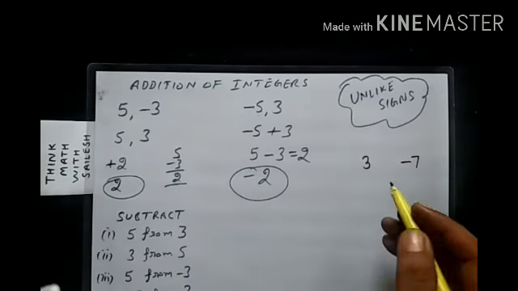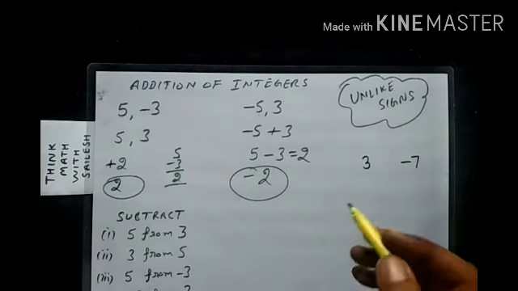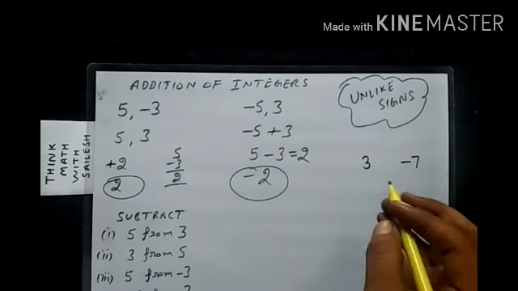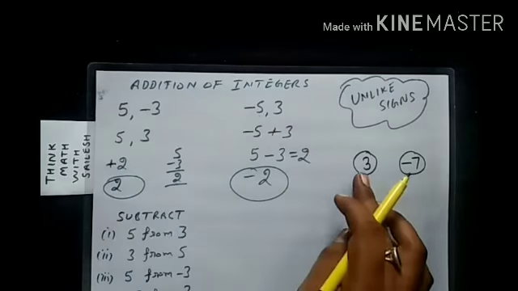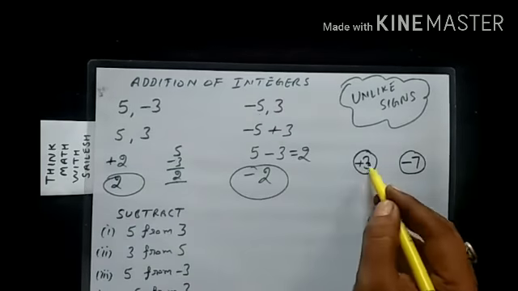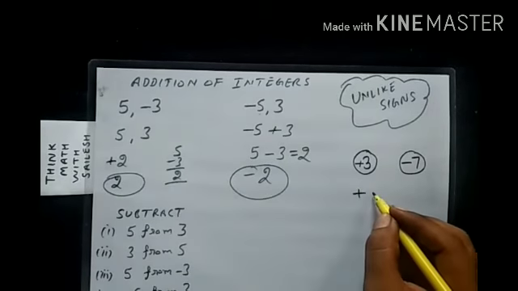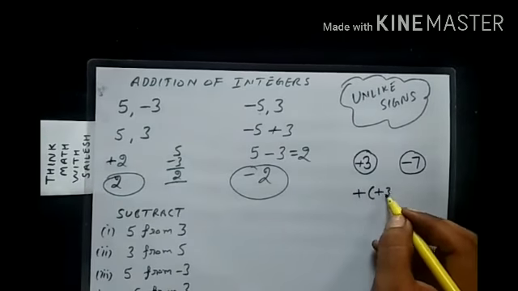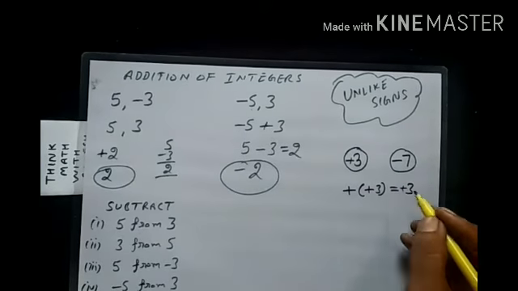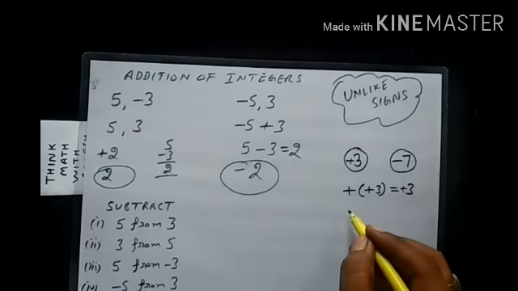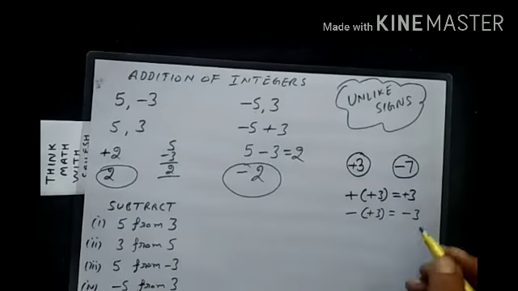Now I will explain a rule to you for changing the sign of any integer. Let us take two integers, one positive and the other negative. The positive integer is plus 3 and the negative integer is minus 7. Now let us see what happens if I take the positive of a positive integer. Then the answer will be 3, that is plus 3. Now if I take the negative of a positive integer, then the answer will be minus 3.